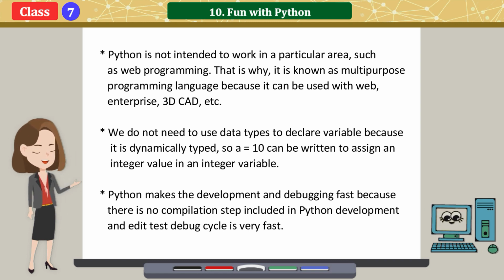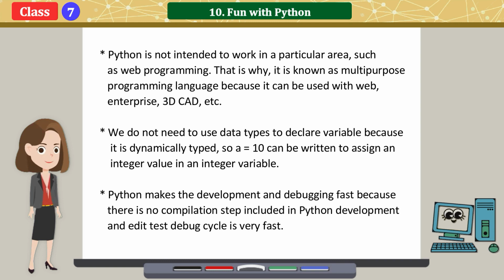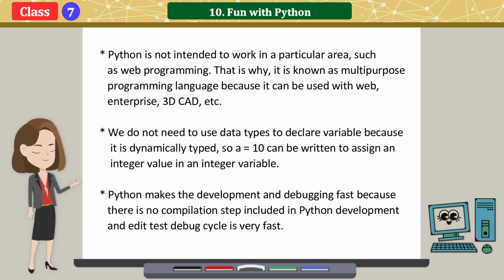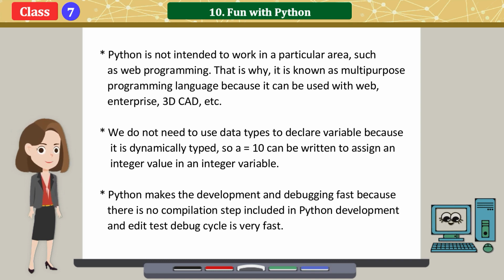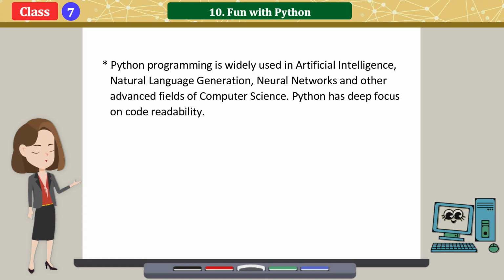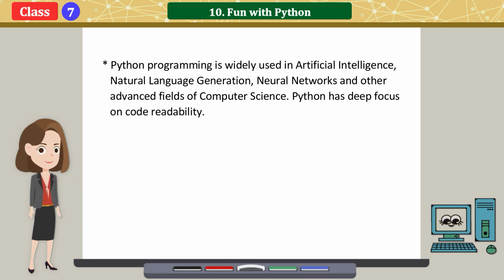etc. We do not need to use data types to declare variable because it is dynamically typed, so a = 10 can be written to assign an integer value in an integer variable. Python makes the development and debugging fast because there is no compilation step included in Python development and the edit-test-debug cycle is very fast. Python programming is widely used in artificial intelligence, natural language generation, neural networks, and other advanced fields of computer science. Python has deep focus on code readability.